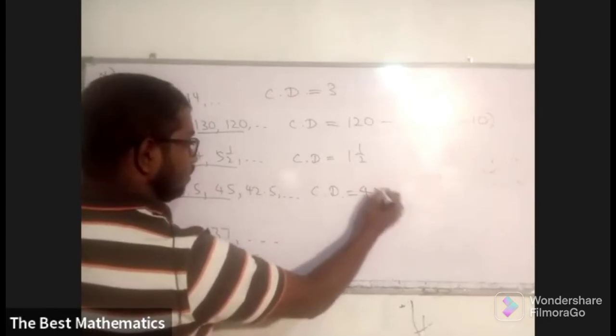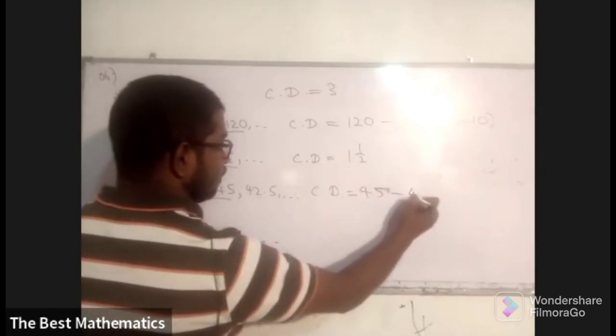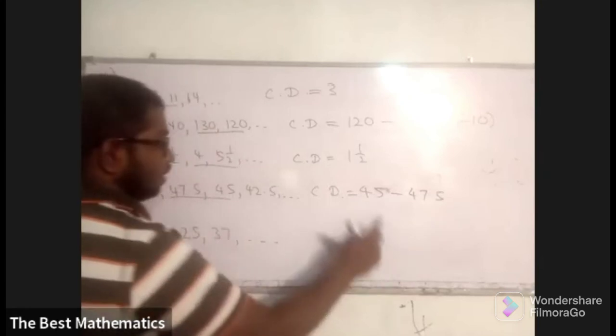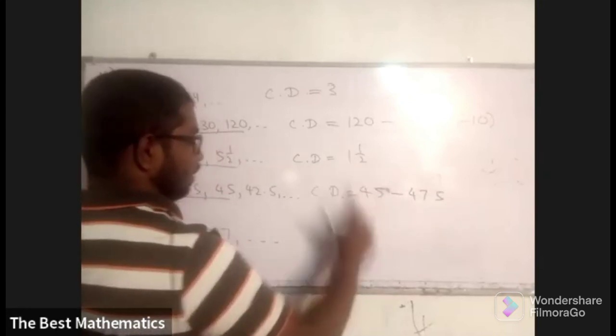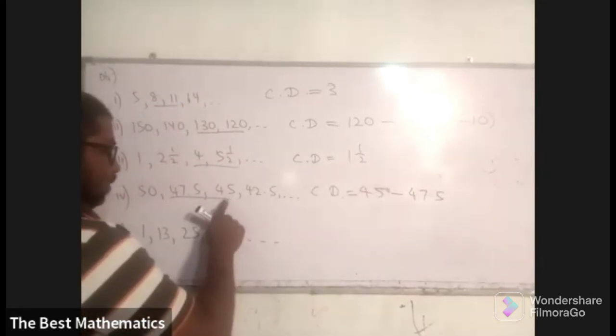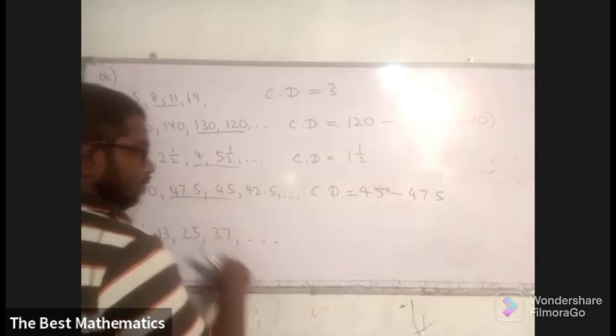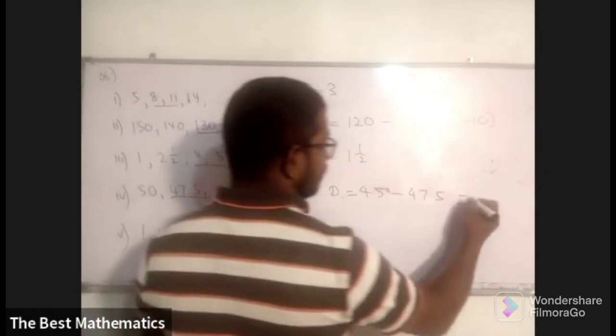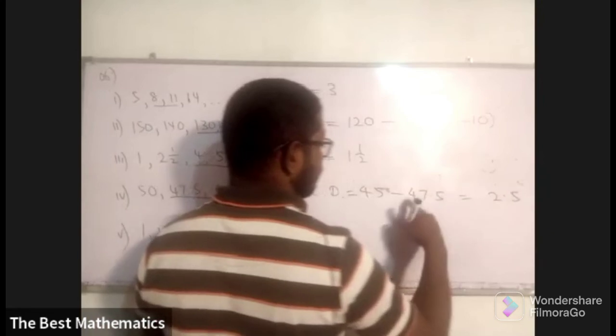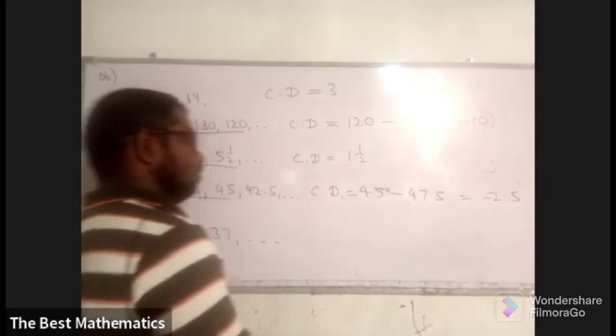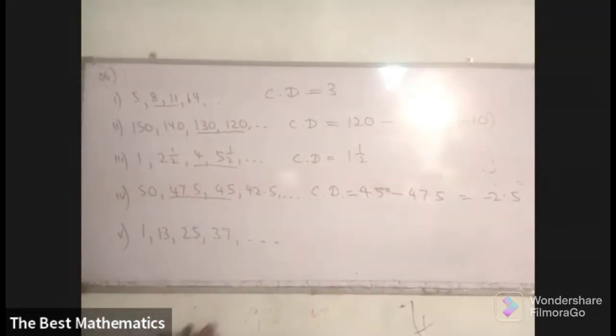Post one is 45. Previous one is 47.5. Subtract previous one from post one. Post is 45, previous is 47.5. Then you know the difference is 2.5. The sign of the common difference is minus 2.5. This is the CD.